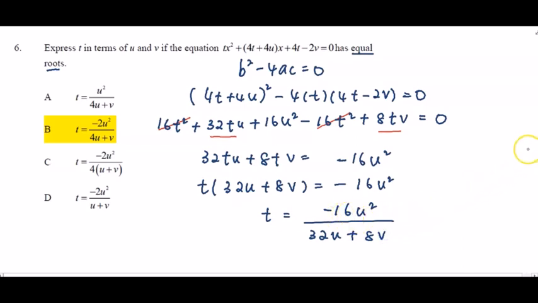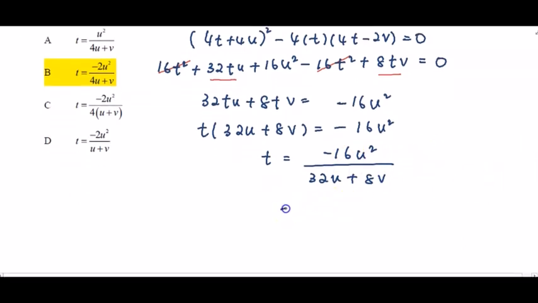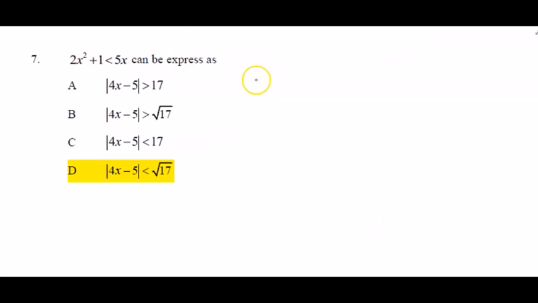And obviously this expression can be simplified further by dividing both numerator and denominator by 8. So 16 divided by 8, you will get negative 2u squared. 32 divided by 8, you get 4u plus v. All right, so your answer is t equals negative 2u squared over 4u plus v. That will be B.